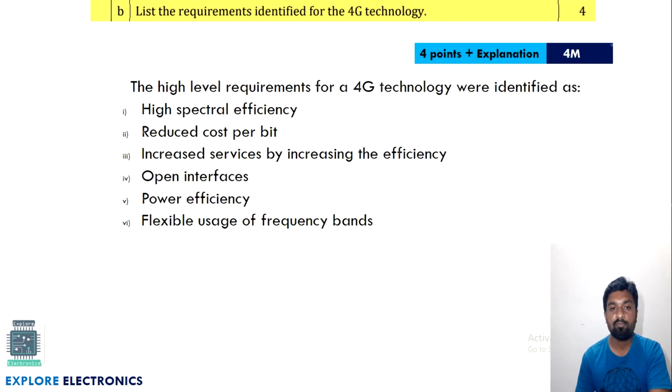Then, list the requirements identified for 4G technology. What are all the requirements identified for 4G technology need to be written. Here there are 6 requirements, and a small explanation is required. High spectral efficiency, reduced cost per bit. These need to be explained briefly. Since it is only asked for 4 marks, listing these out is sufficient for 4 marks. But one line of explanation is better for getting full marks.